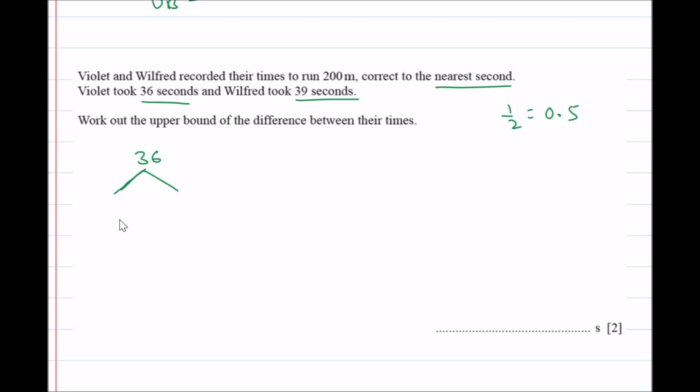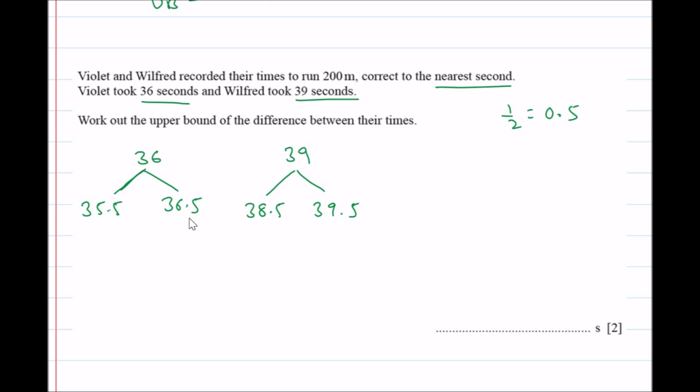36 minus 0.5, that is 35.5. That will be the lower bound. Okay. And the upper bound will be 36.5. Now for 39, it is 38.5 and 39.5.